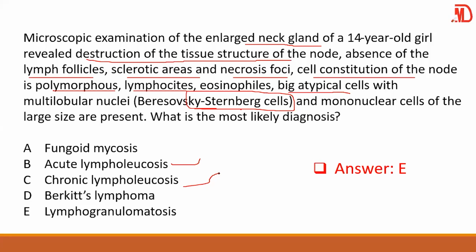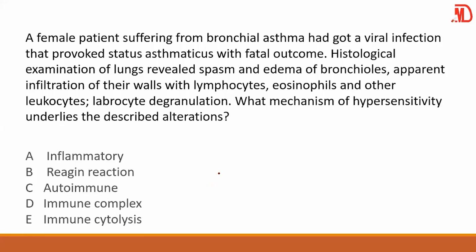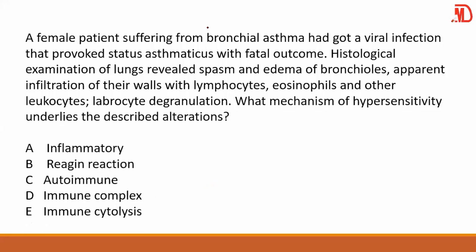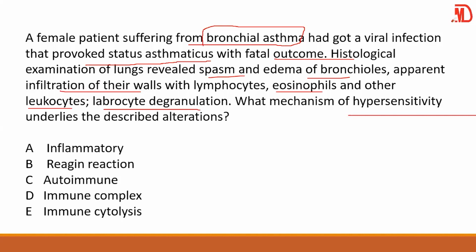All right. We have a female patient suffering from bronchial asthma. I have a question on bronchial asthma. You people should just get it right once and for all. She got a viral infection that provoked status asthmaticus with fatal outcome. Histological examination of the lungs revealed spasm and edema of the bronchioles, apparent infiltration of their walls with lymphocytes, eosinophils, and other leukocytes. There's labrocyte degranulation. The question is, what mechanism of hypersensitivity is it?